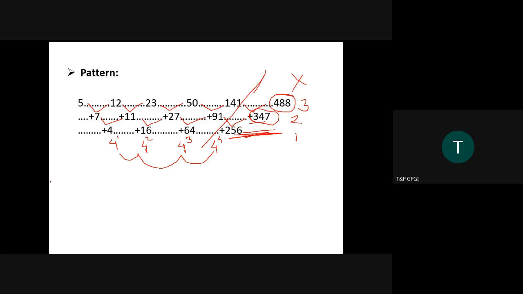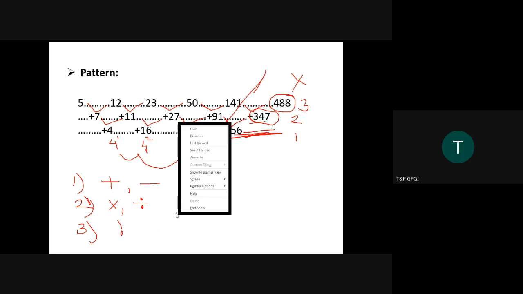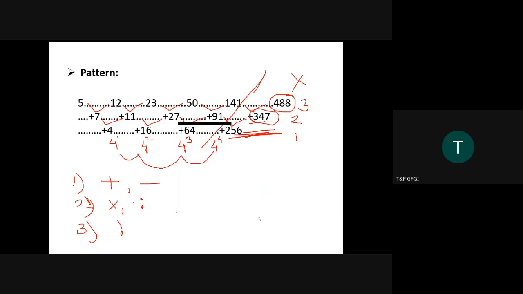सो फर्स्ट स्टेप दैट यू विल चेक इज whether it's plus or minus. Second step that you can check is whether it's multiplication or division. Okay, third you can go for factorial. You have to check whether it is factorial of some number.